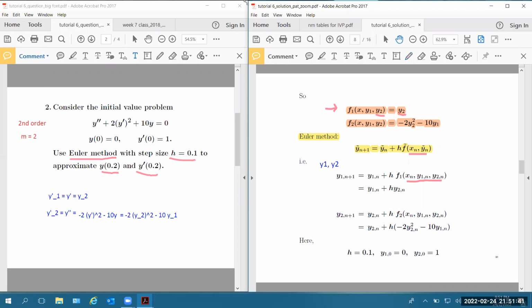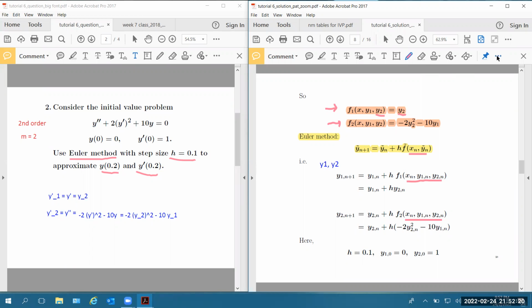How to write down your y2n plus 1? This one is your y2n plus 1. This one is your y2n. Then you got your h f2, and of course your arguments are here. These are arguments. Now to go to the next step, you need to know your function 2. Your function 2 is here. Function 2 of x, y1, y2, what is it? It's minus 2 y2 square minus 10 y1.